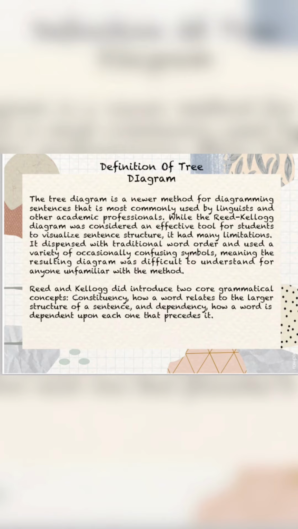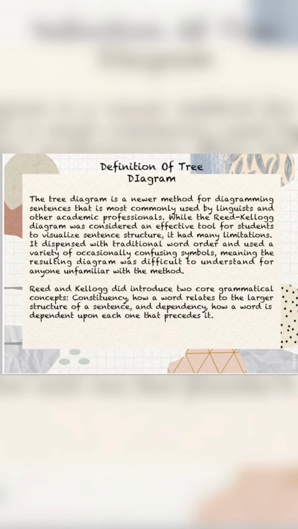Definition of tree diagram. The tree diagram is a newer method for diagramming sentences that is most commonly used by linguists and other academic professionals. While the Reed-Kellogg diagram was considered an effective tool for students to visualize sentence structure, it had many limitations. It dispensed with traditional word order and used a variety of occasionally confusing symbols, meaning the resulting diagram was difficult to understand for anyone unfamiliar with the method.